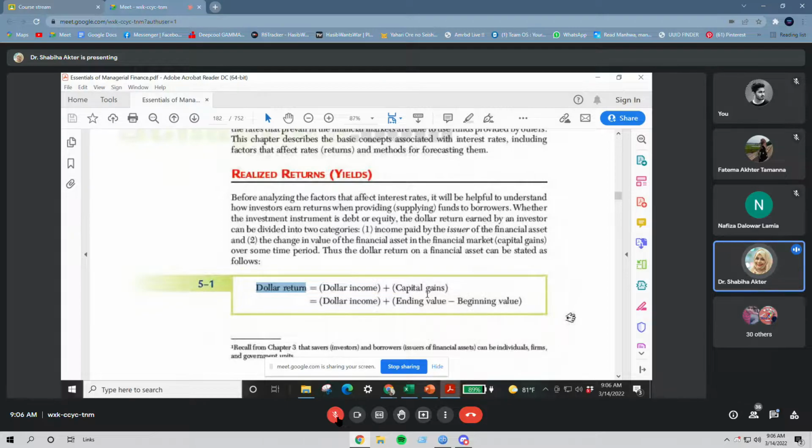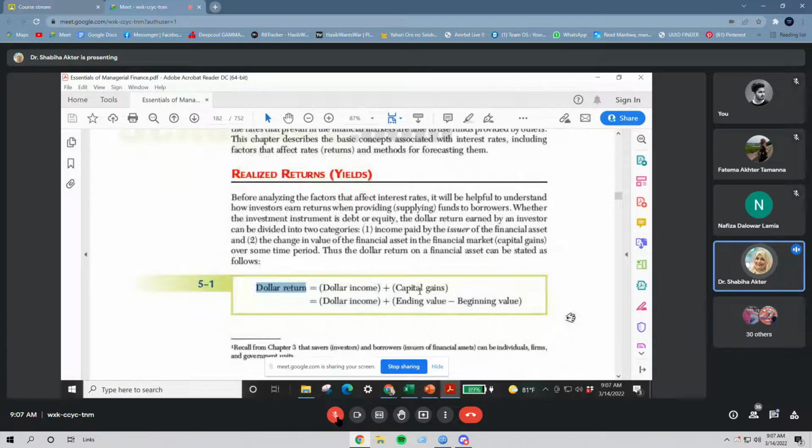Then what is capital gain? Capital gain is basically the change in value of the financial asset in the financial market. In a simpler term, the first time when you purchase that asset, what will be the value, and when you sell the asset, what will be the value, the difference between these two. Later I'll show you an example, then I think this concept will be more clear. So capital gain is basically the difference between the beginning value and ending value.